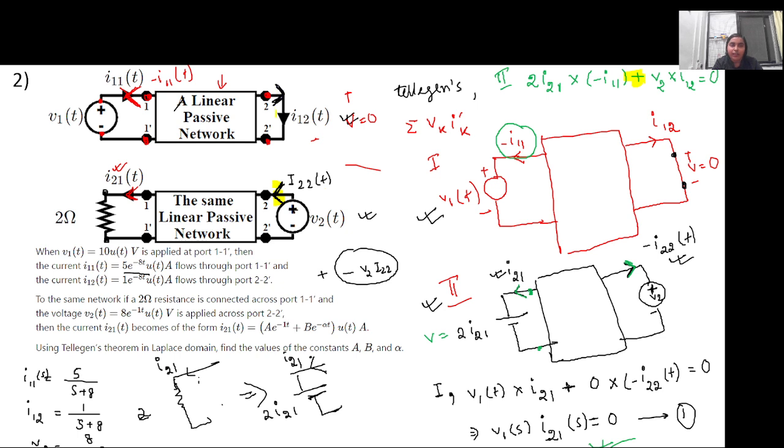So the best way would have been to keep the direction of the current the same in both of these two different circuits with the same topology, or you have to take into account a negative sign while considering whether it is delivering or absorbing power, because in either of the two cases the sign will be different and their summation is equal to 0 according to Tellegen's theorem. Please keep this in mind while taking the current direction.